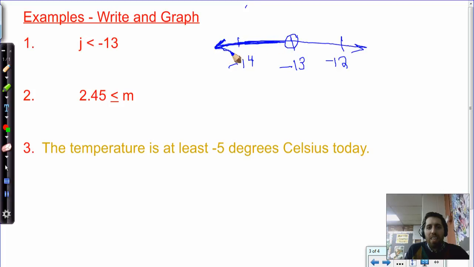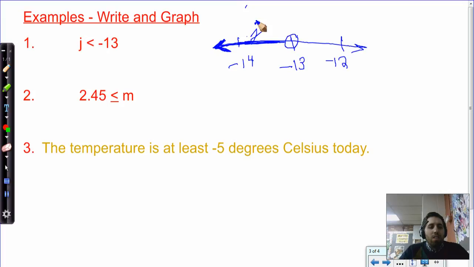So what we're saying is that every number on the number line to the left of negative 13, those could all be values of j. If we plug in any of those values for j, it would be true. So for example, negative 14 is shaded. If we put in negative 14, it would be true. We're all good.